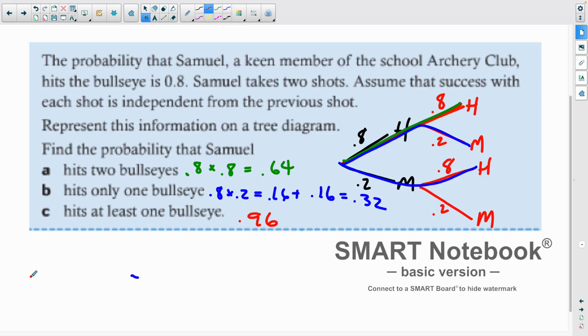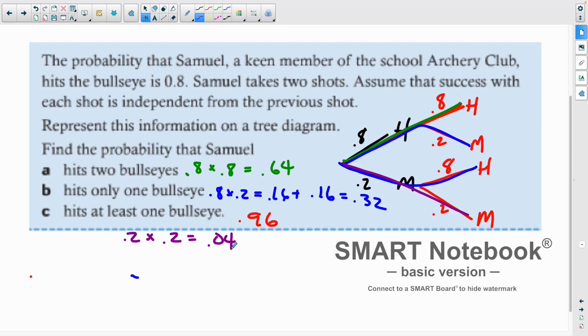Could you find that another way? How did we talk about yesterday? Just the 2 misses, subtracted from 1. We just don't want that path, right? We don't want 0.2 times 0.2. So 0.2 times 0.2 is 0.04. So there's a 4% chance that he doesn't hit one at all. Well, 100% minus 4% gives me the 0.96.